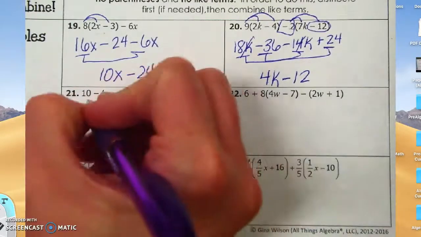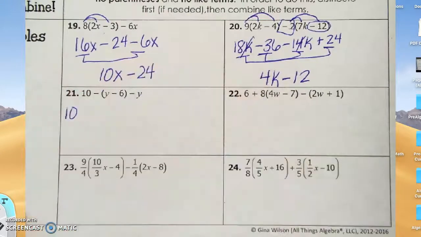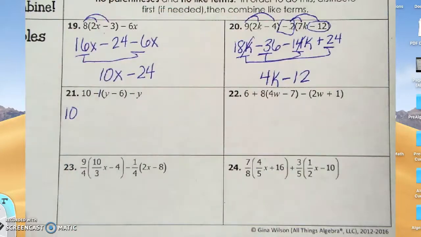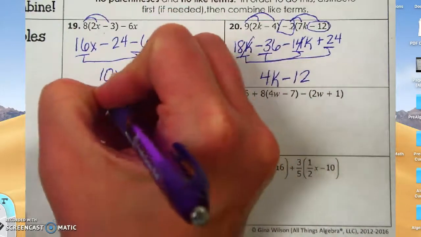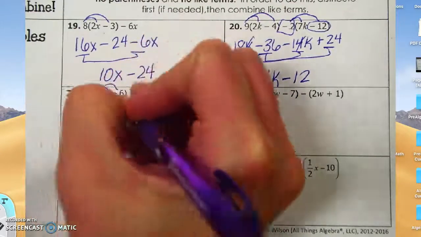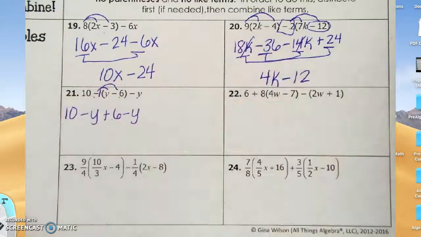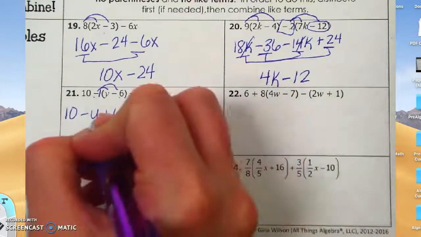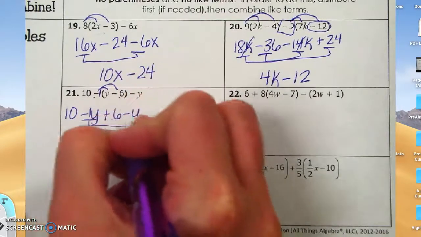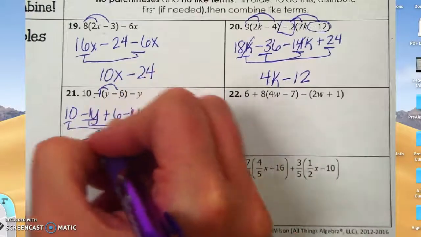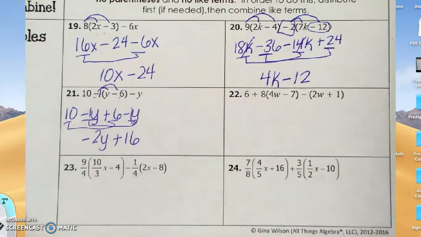For 21, we bring the 10 down because that's subtraction. So first you have to get rid of the parentheses. If you want to think of that as distributing a negative 1, you can. Otherwise, just distributing a negative sign. So minus y plus 6. Negative and negative makes a positive, and then the minus y. So again, if you need to put the ones, negative 1 minus 1 is negative 2y. 10 plus 6 would be plus 16. Negative 2y plus 16.